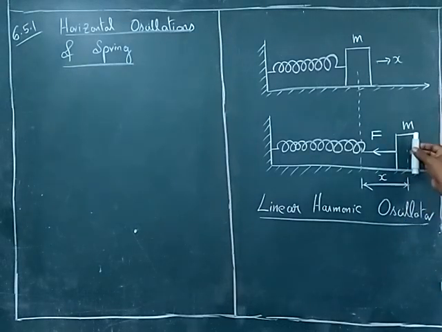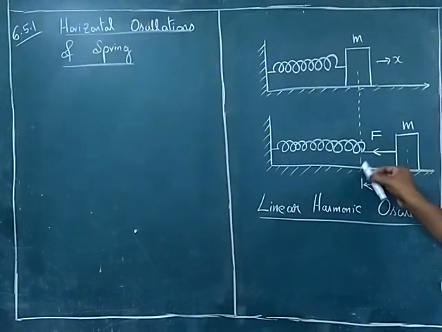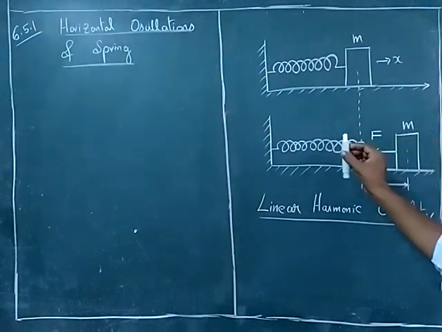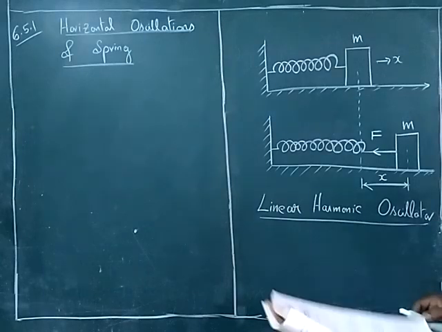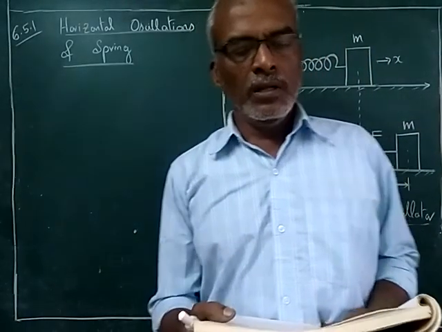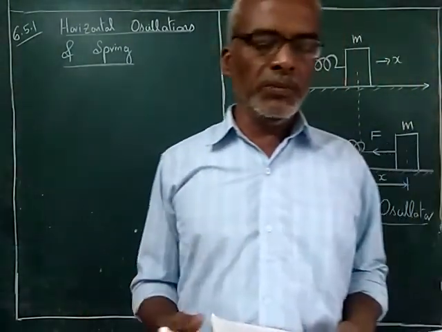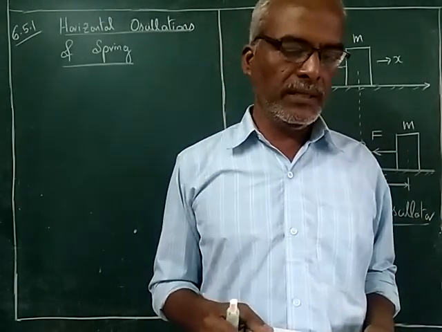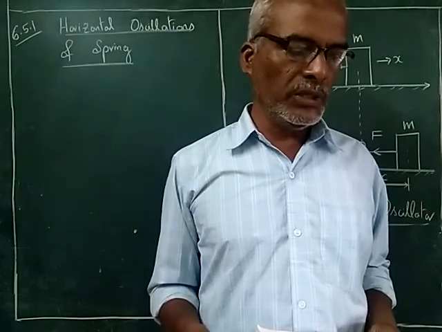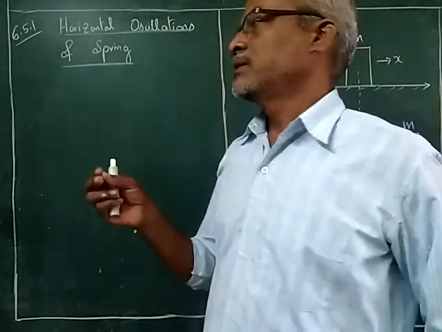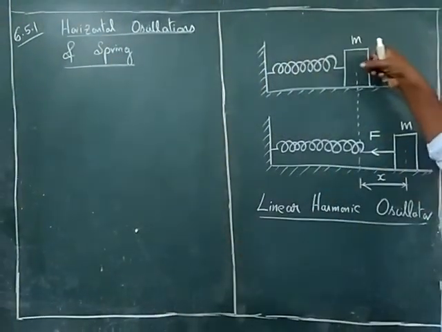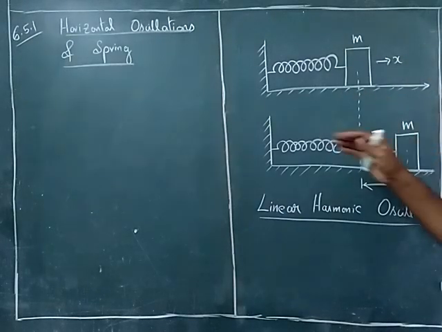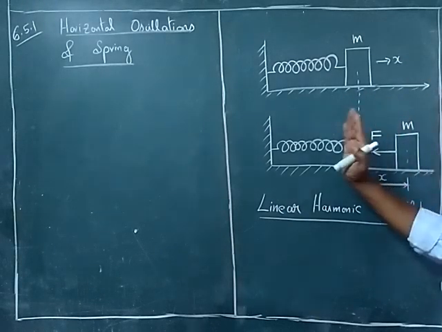What will happen is, this mass will cross the mean position, go this side, and then oscillate around the mean position. It will oscillate about its mean position. The restoring force acts in the opposite direction and is proportional to the displacement. That is, if you pull this mass this side, because of the restoring force, it acts in the opposite direction.